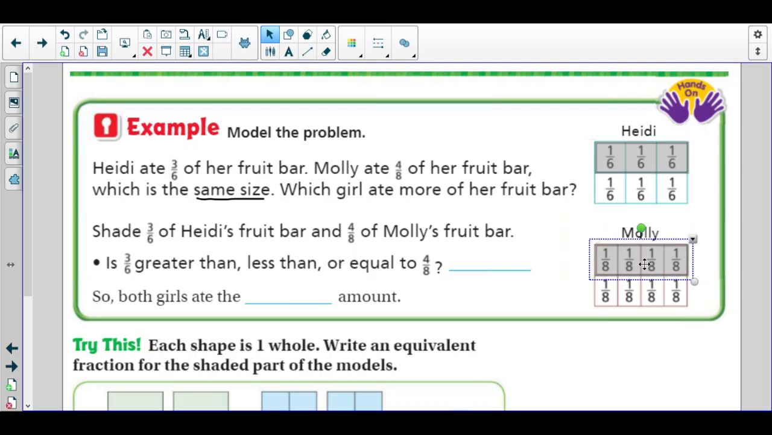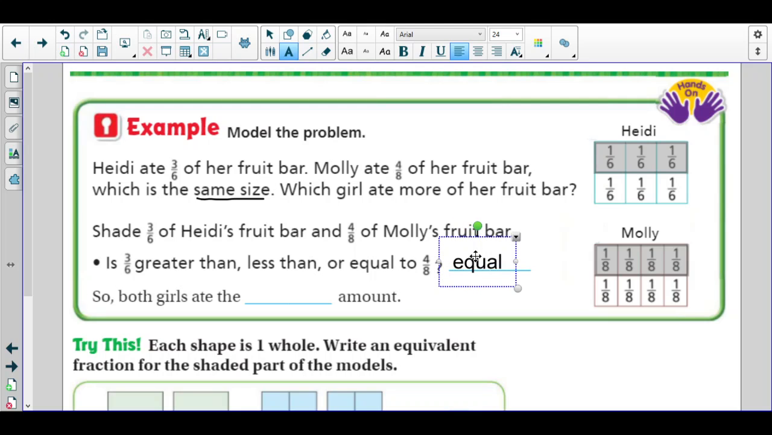Well, based on some of the things that we had just said in the previous section, I know that 3/6 and 4/8 are the same thing. I can take this right here, and it fits perfectly right over top there. All right, so is 3/6 greater than, less than, or equal to 4/8? Well, I bet some of you even already knew this before. That is equal to. So both girls ate the same amount.